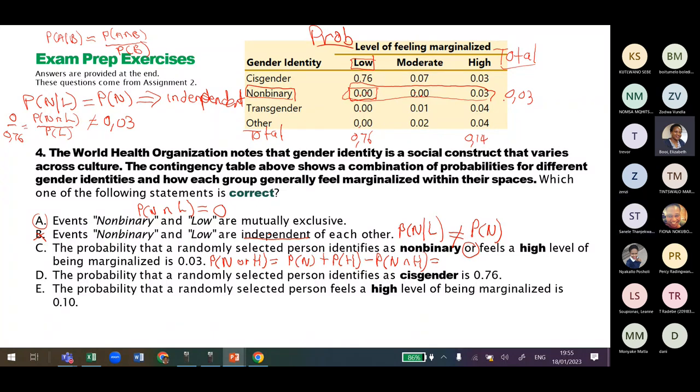The probability non-binary, we already calculated the total, and the joint of non-binary and high is 0.3. So we'll use those three values to calculate. So let's go. We have the probability of non-binary, which is 0.03, plus the probability of high, which is 0.14, minus the probability of a joint of non-binary and high, which is 0.03. And what is the answer? The answer will be 0.14. And therefore, this will be incorrect. And that's how you will validate that question, right?